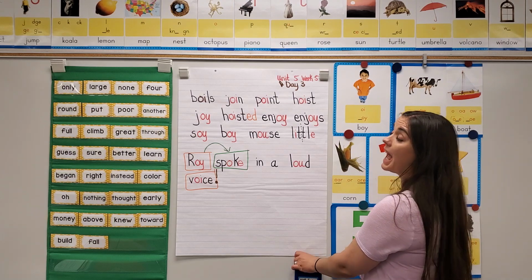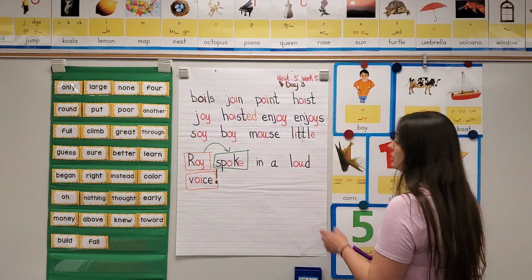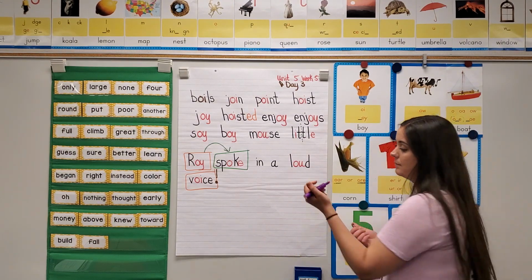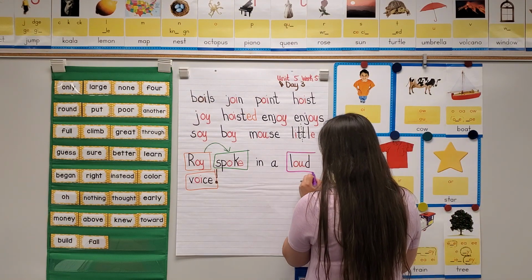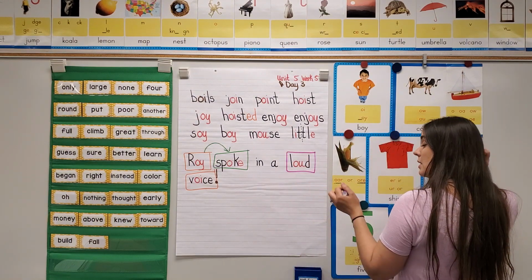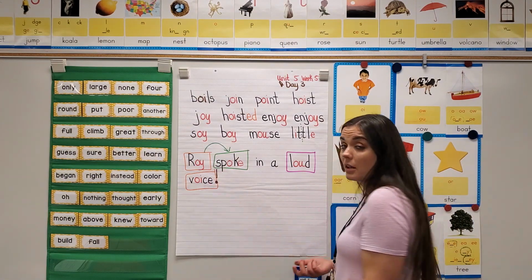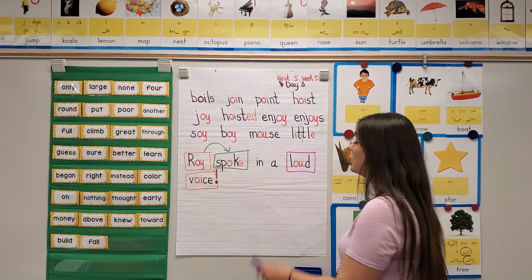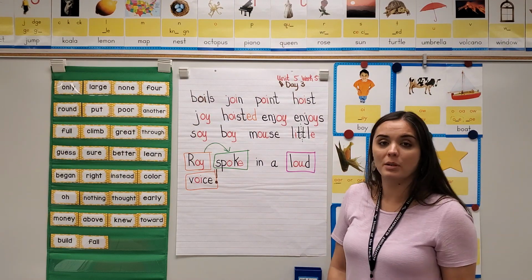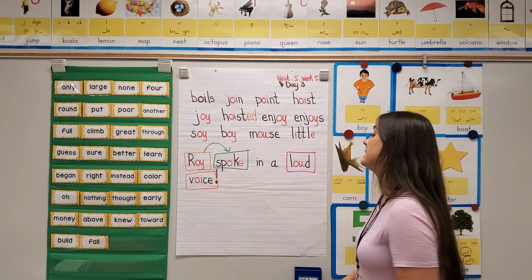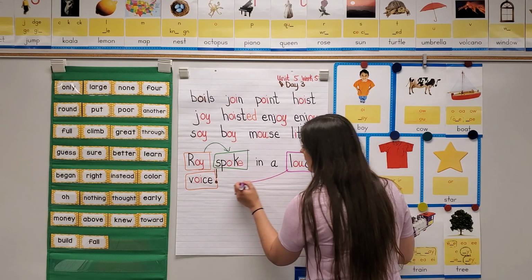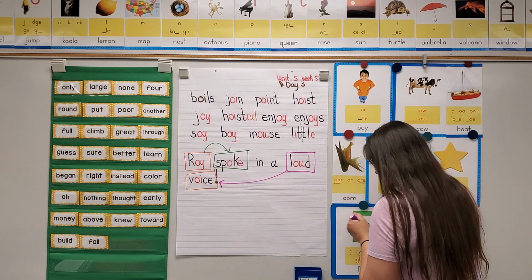We also have an adjective. The word loud is our adjective. And we know that an adjective always describes a noun. So look at our nouns, Roy and voice. The word loud is describing what? His voice. It is describing Roy's voice.